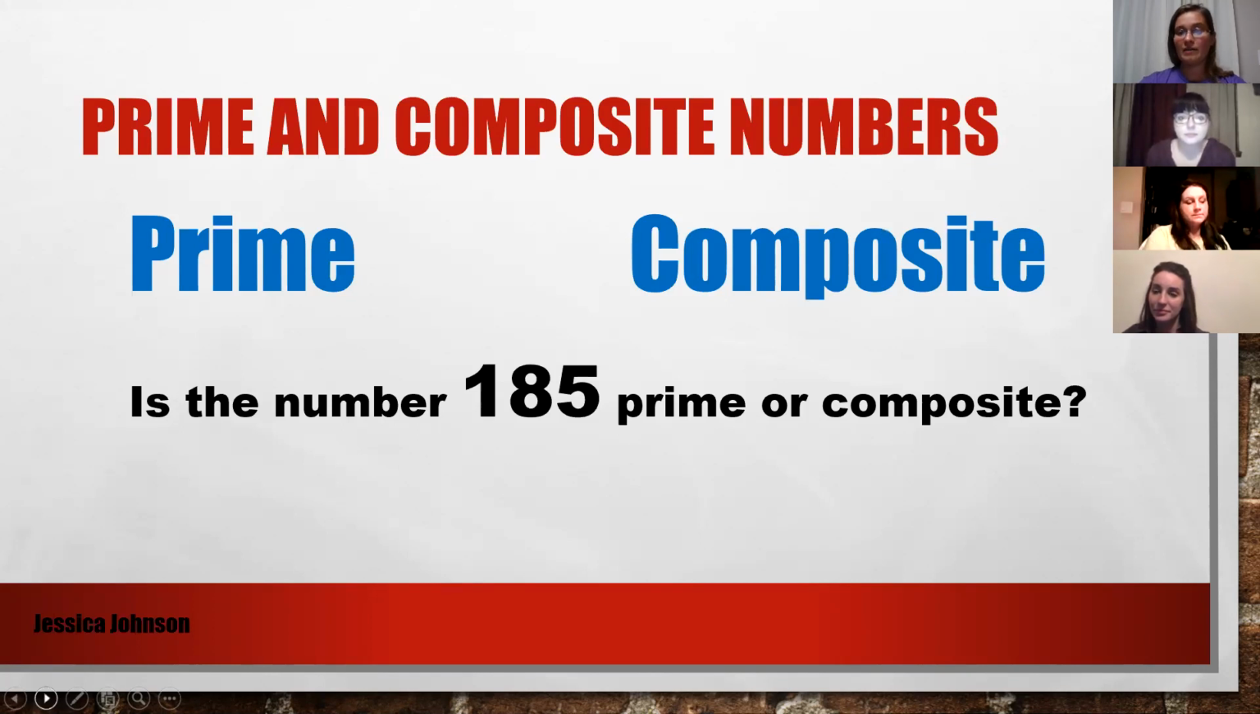We know we can use the 5 test because it has a 5 in the ones place. What number can you multiply by 5 to get 185? Let's try 37. You're right, but how can we know if numbers are prime or composite? Does this really tell me if it is prime or composite? This doesn't really. Or does it?